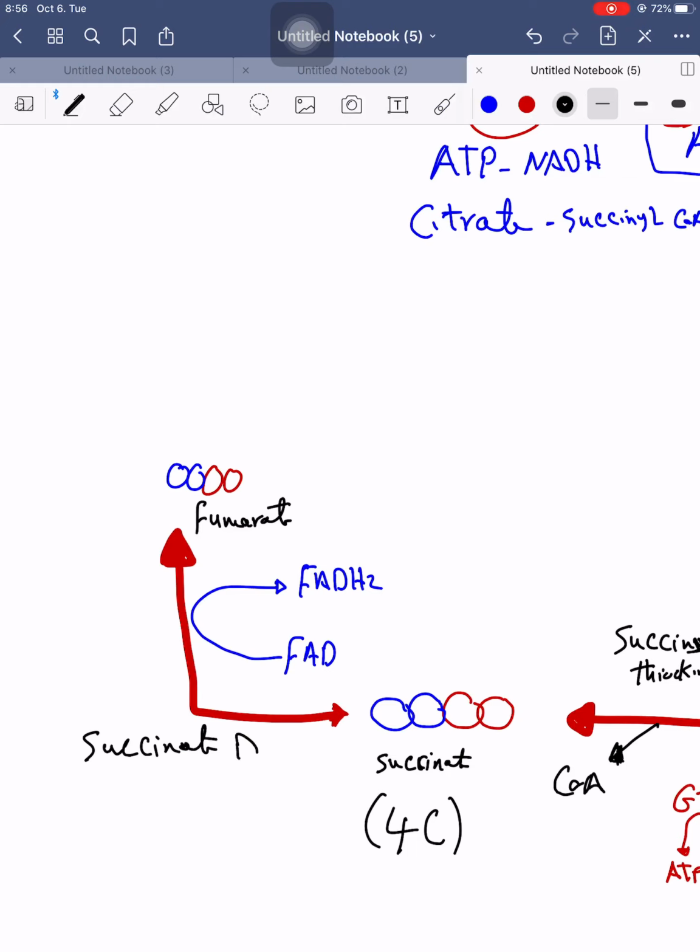succinate dehydrogenase, and this is complex number 2. This enzyme is found in the inner membrane of mitochondria, a membrane bound enzyme. This enzyme is complex number 2 in the electron transport chain, so it's very important to remember. Succinate is oxidized to fumarate by the specific enzyme succinate dehydrogenase, found in complex number 2 in the inner membrane of mitochondria. So we have fumarate now.